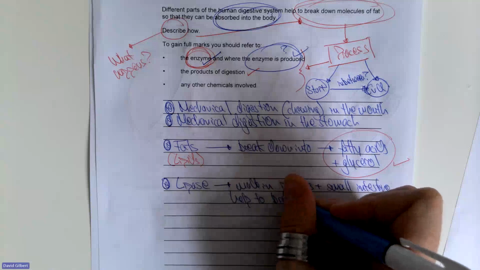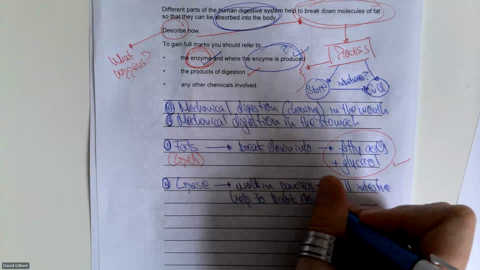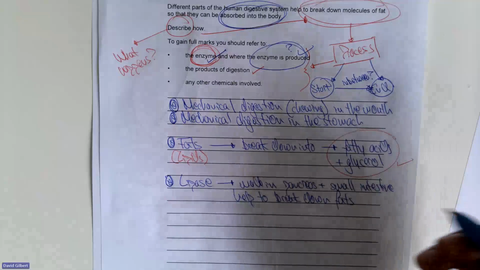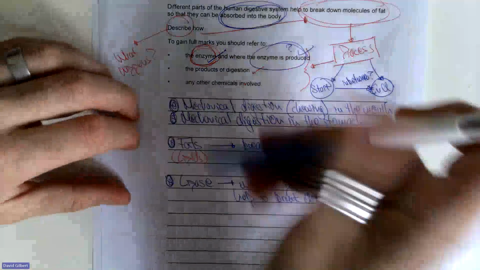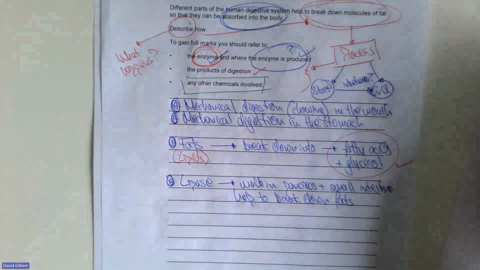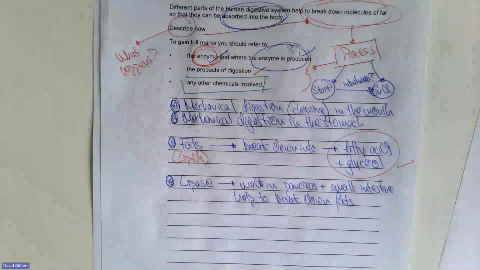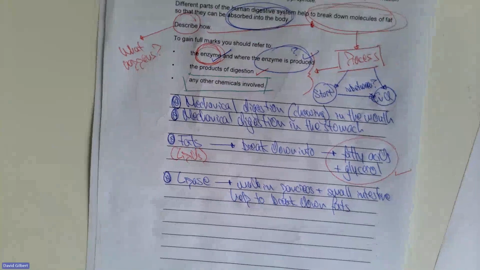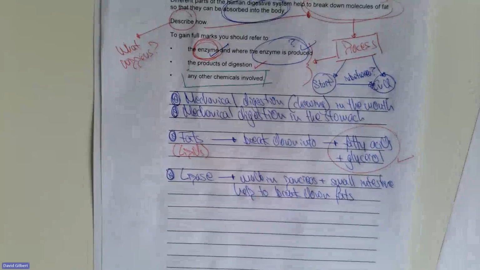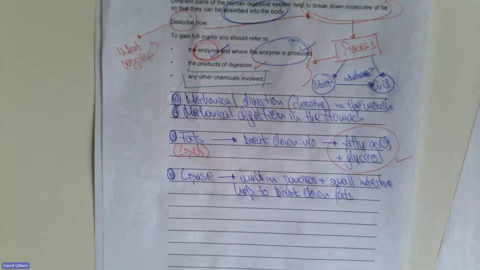Help to break down fats. Great. But we haven't said anything about any other chemicals involved in the body. Now, we're not talking artificial chemicals, ones that are man-made and put into the body. We're talking about some other chemicals produced biologically. What other organs are needed for fat digestion? And we have studied this.